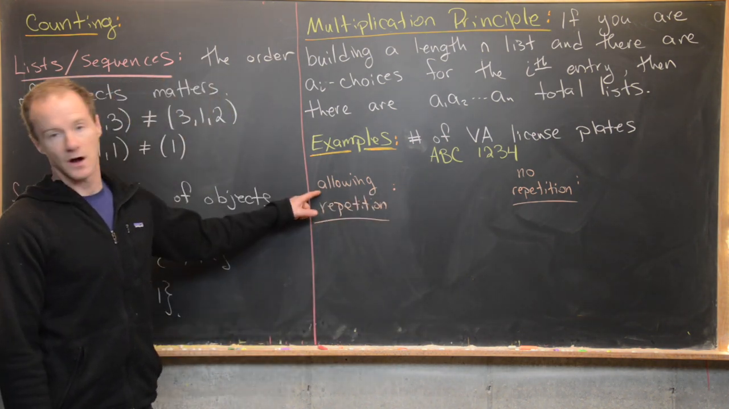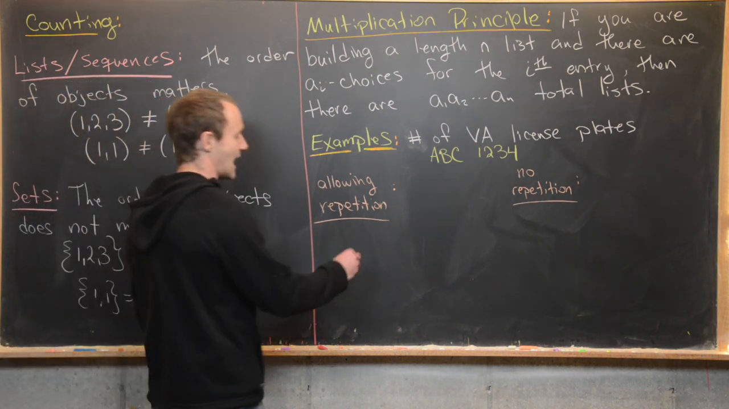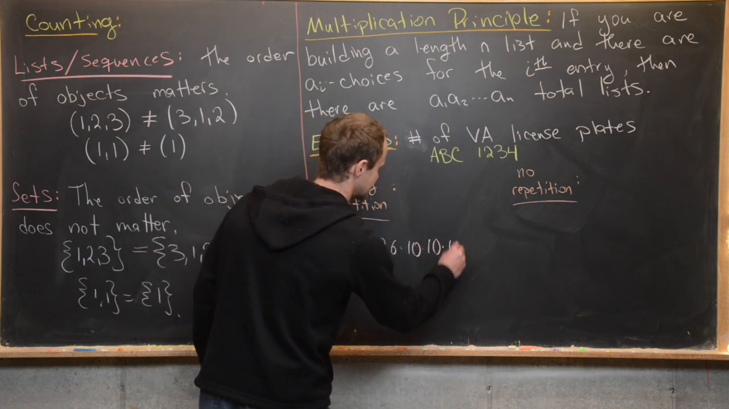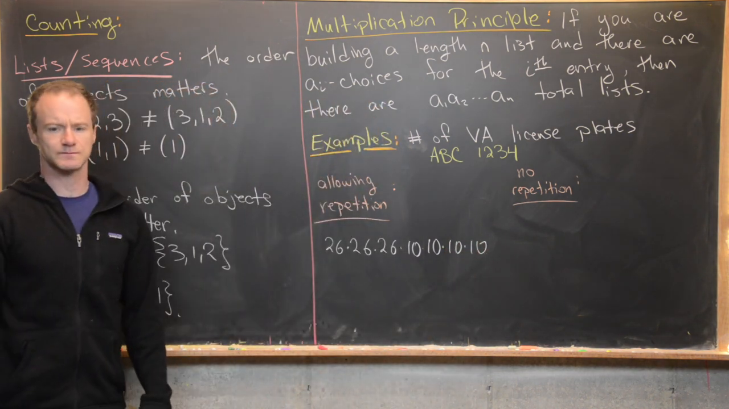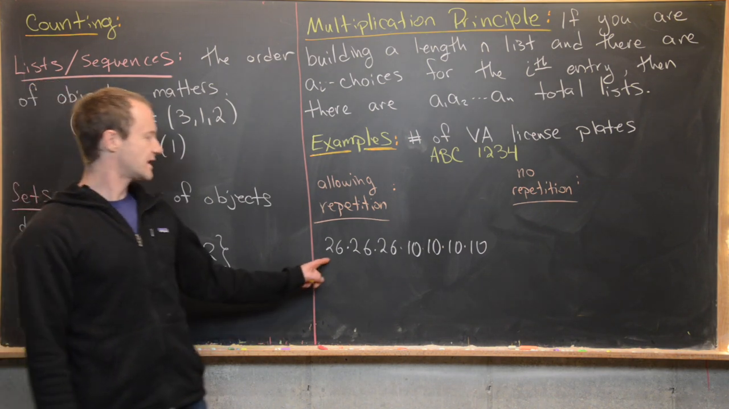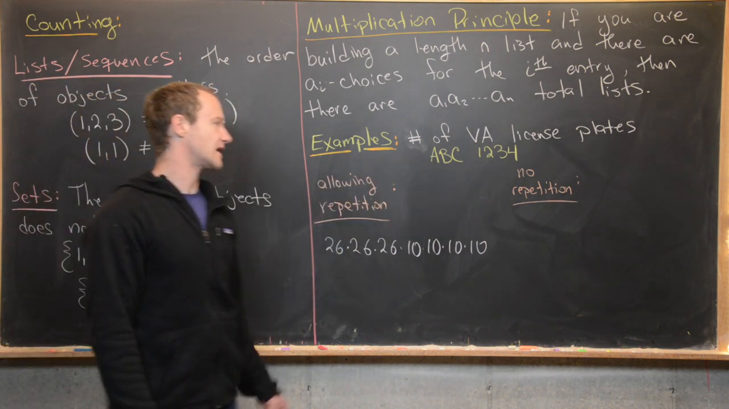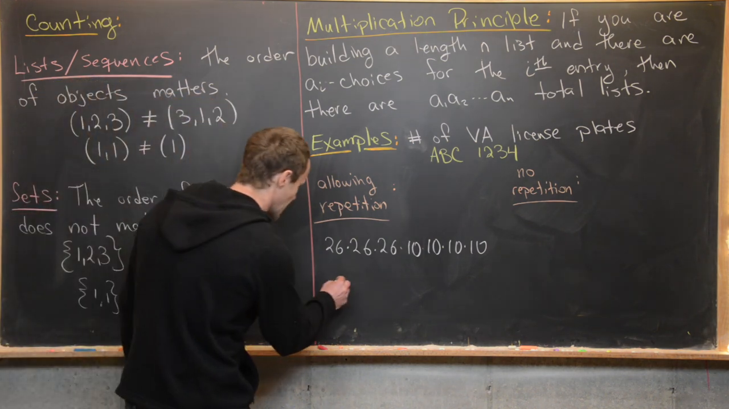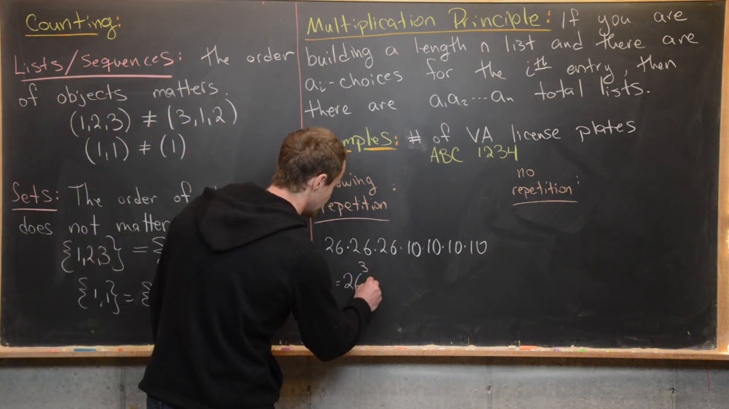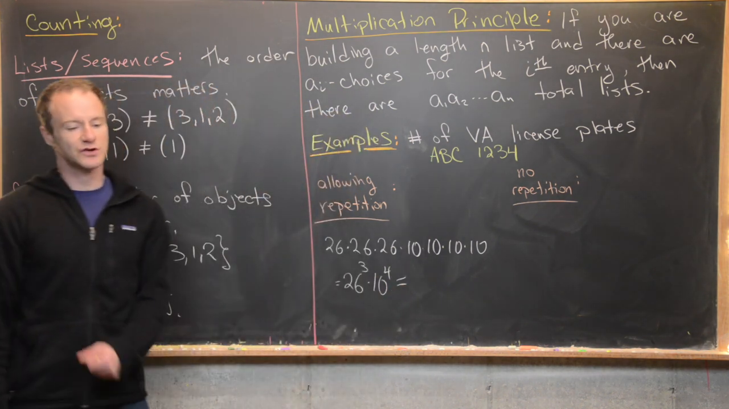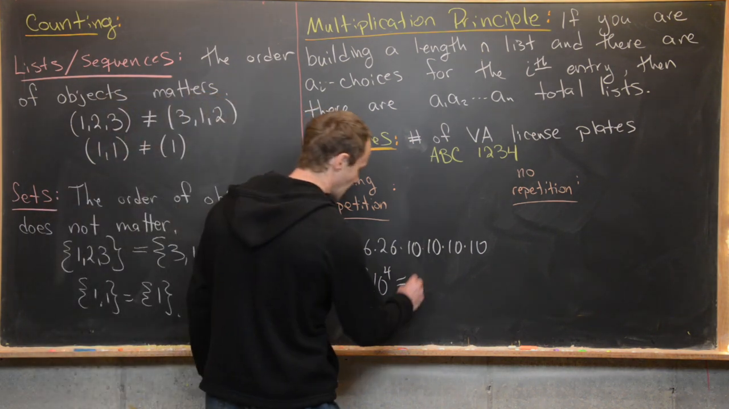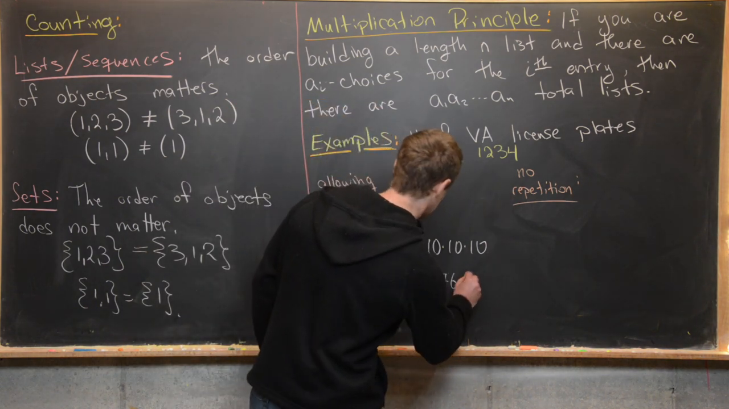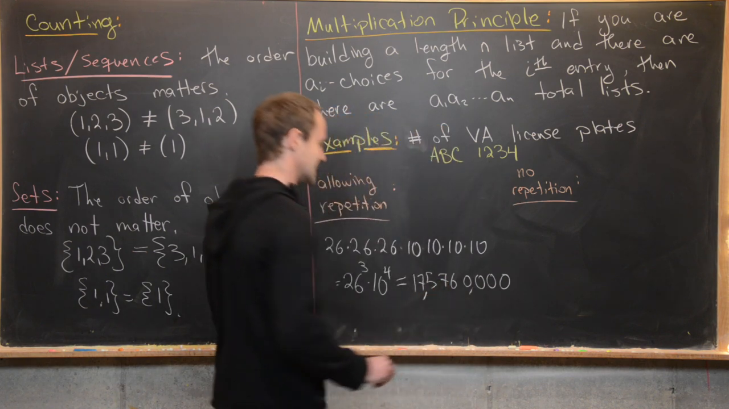Okay, so allowing repetition, we'll have 26 times 26 times 26 times 10 times 10 times 10 times 10 total license plates. Why is that? Well, here we've got 26 choices for each of the letters and then 10 choices for each of the numbers, 0 through 9. So that's just 26 cubed times 10 to the fourth. You can multiply that out if you want, but it turns out to be 175,760,000. So that's kind of a lot, right?